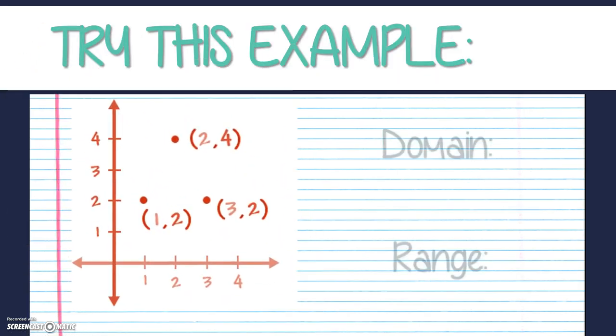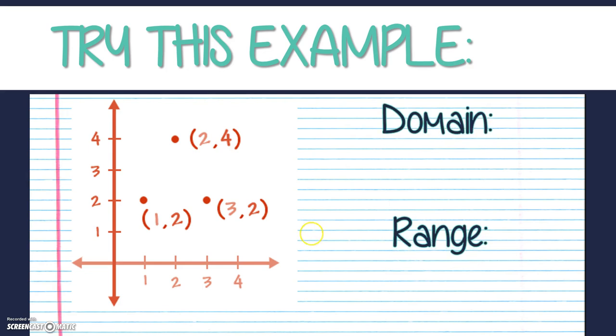All right, let's try another example. Again, draw this example down as accurately as you can. So our domain, again, is our x values. The x-axis goes across, it's horizontal. So for the x values that are actually being used, we have a 1 here, we have a 2, and we have a 3. 4 is written here, but we don't actually have a point at 4, so we don't include it in our domain.